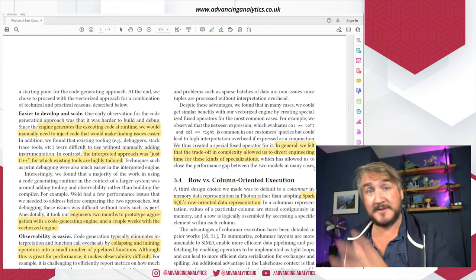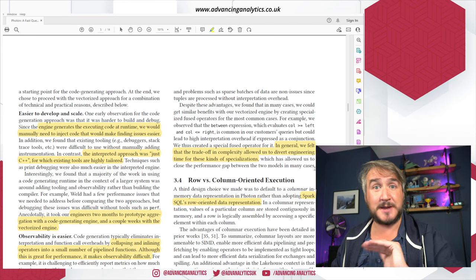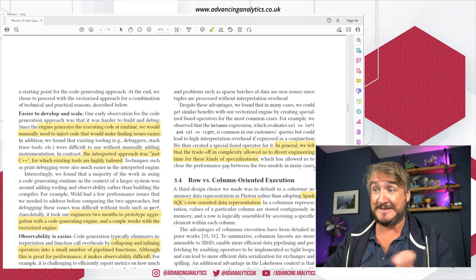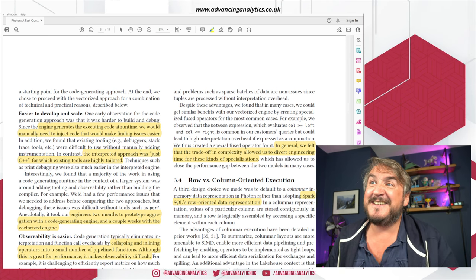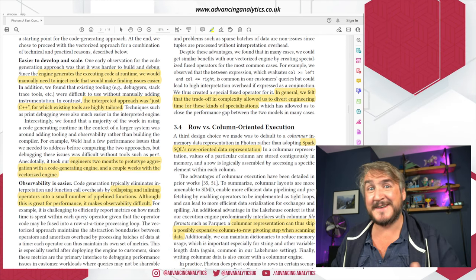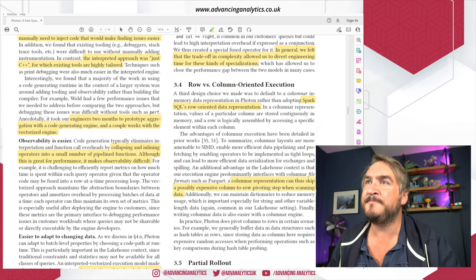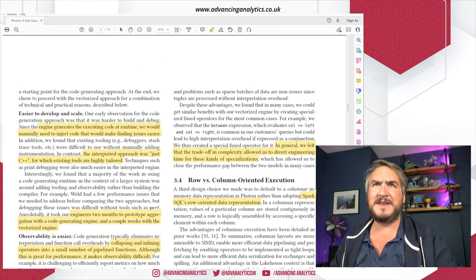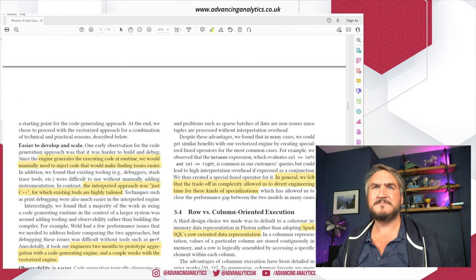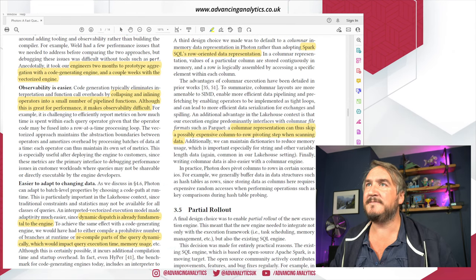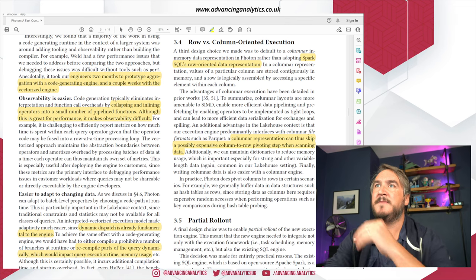So whilst that adds complexity in that they have to have more of these different ones, each type of specialization has to have a separate function in the kernel, that's fine because it means they can build out optimizations and they can handle these things. Okay, so big arguments as to code generation versus vectorization, but it makes sense.